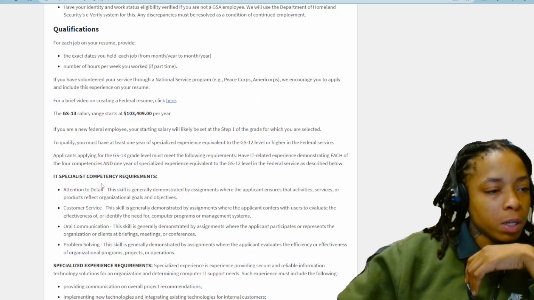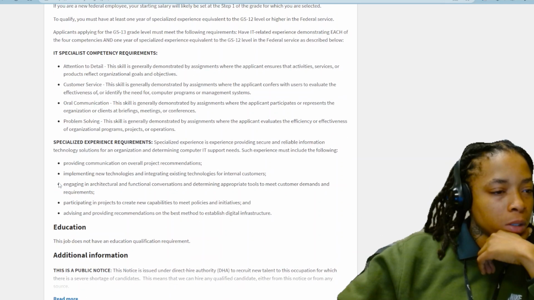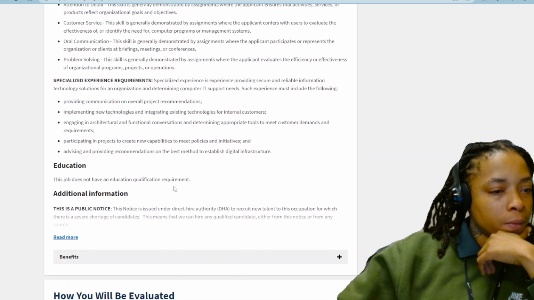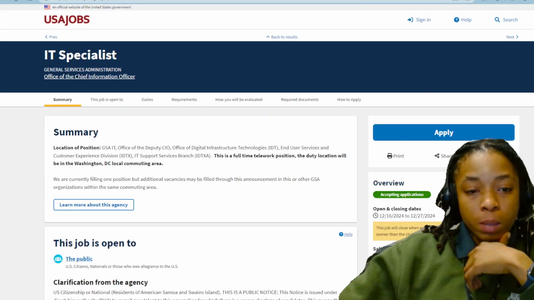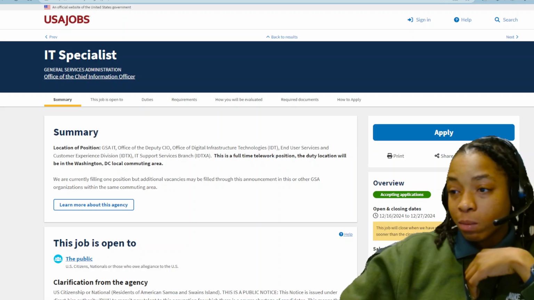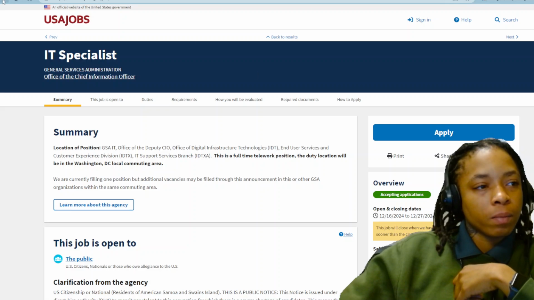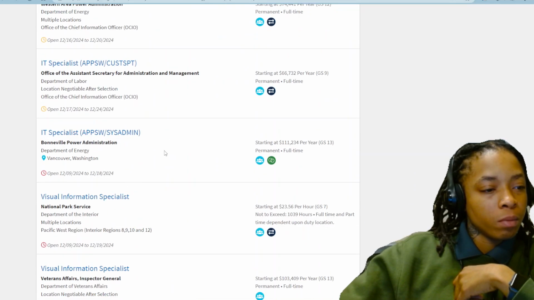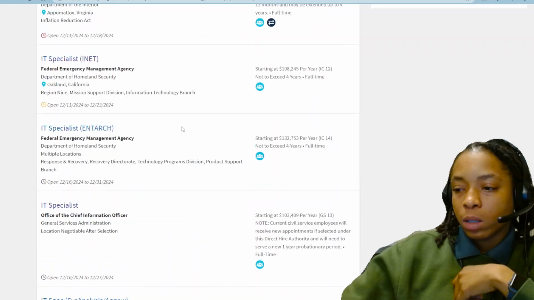Here you go, IT specialist requirements: attention to detail, customer service, oral communication, problem solving, and all of this. So a lot of these, you just read and apply, you know what I'm saying? Unless it wants you to have something specific that you don't have, like a secret clearance or something, then just apply. Because it's a bunch, they're all here.